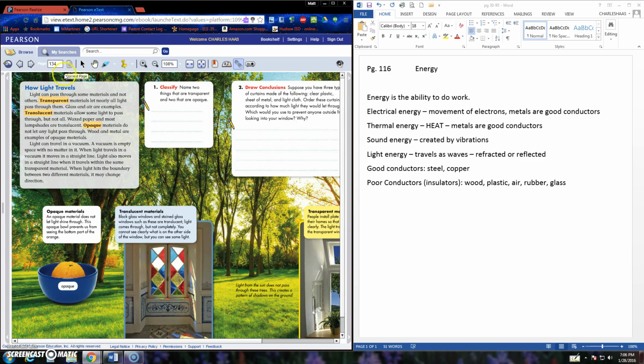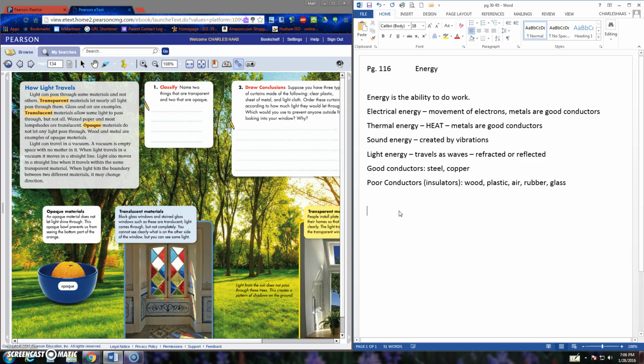And let's go on over to page 134, how light travels. There's some extra words we're going to write down over here. How light travels. Light can pass through some materials and not others. Transparent materials let nearly all light pass through them. If it's transparent, light passes through.